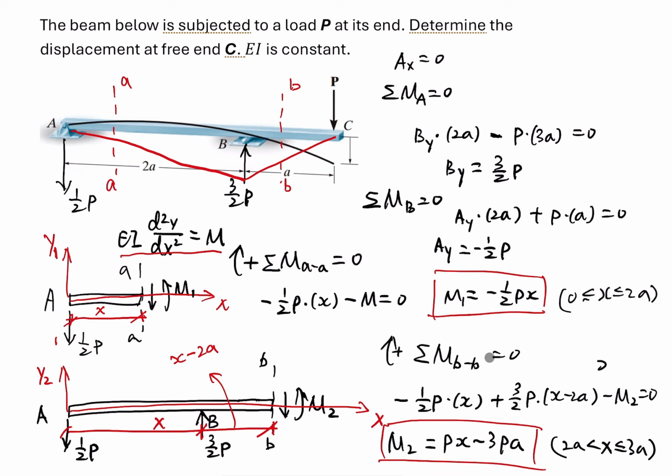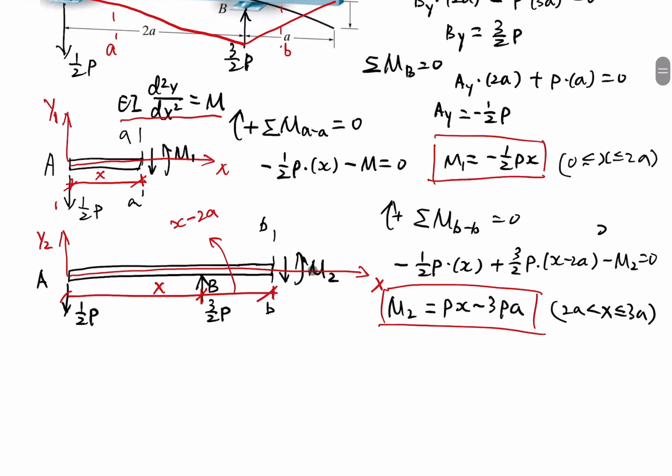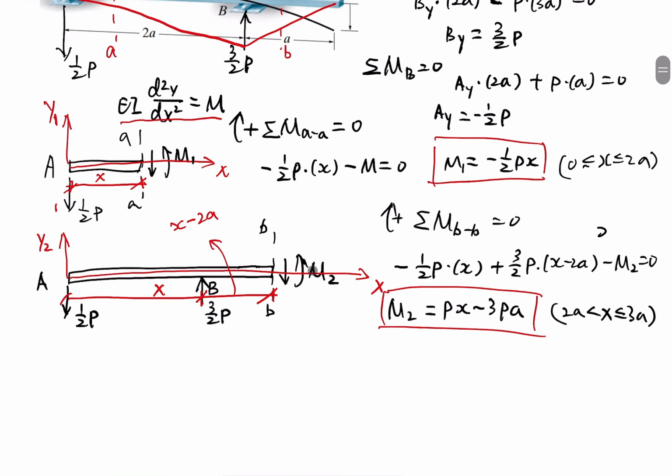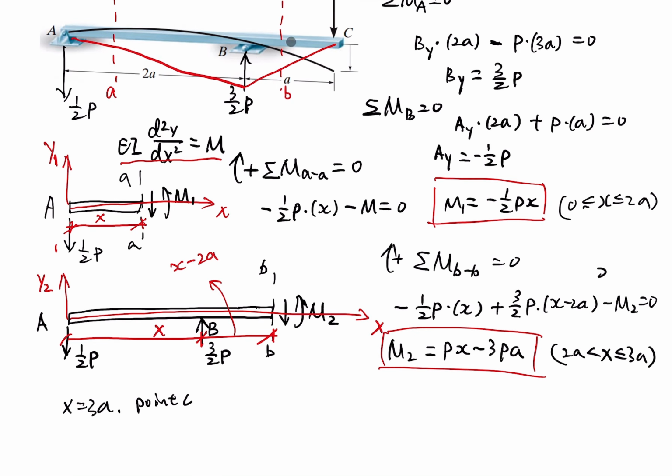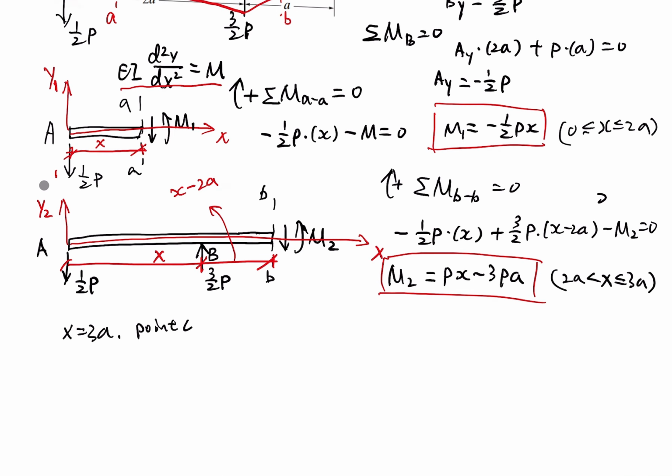Once we have the bending moment equations, then we can apply these elastic beam theories. We need to determine the displacement at the point C. At point C, x equals 3a. So that means point C is on the beam segment BC, so that is M2.